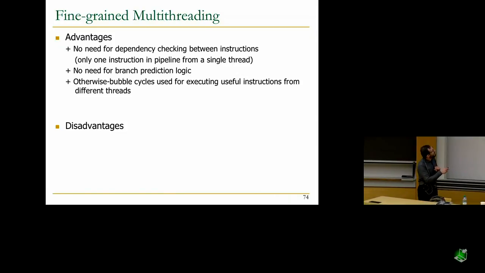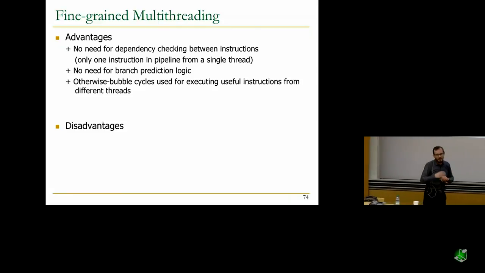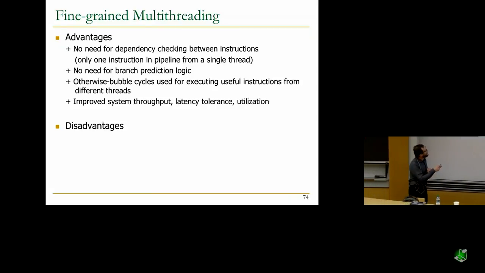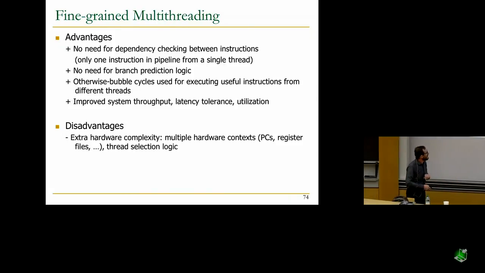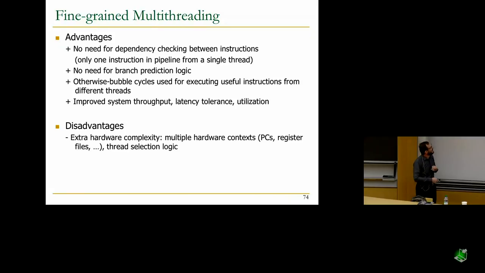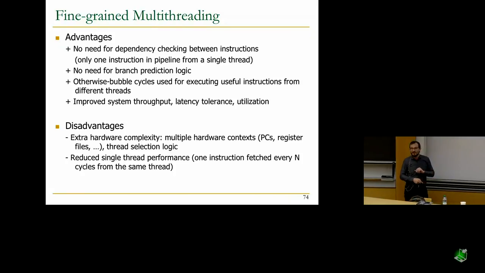So otherwise, bubble cycles are used for executing useful instructions from different threads. This is looked another way. Otherwise, you would have a bubble. Well, why don't we execute instructions from different threads? You improve system throughput, you improve latency tolerance, and you improve utilization. It's beautiful. Disadvantages: extra hardware complexity, clearly. And you reduce single thread performance.